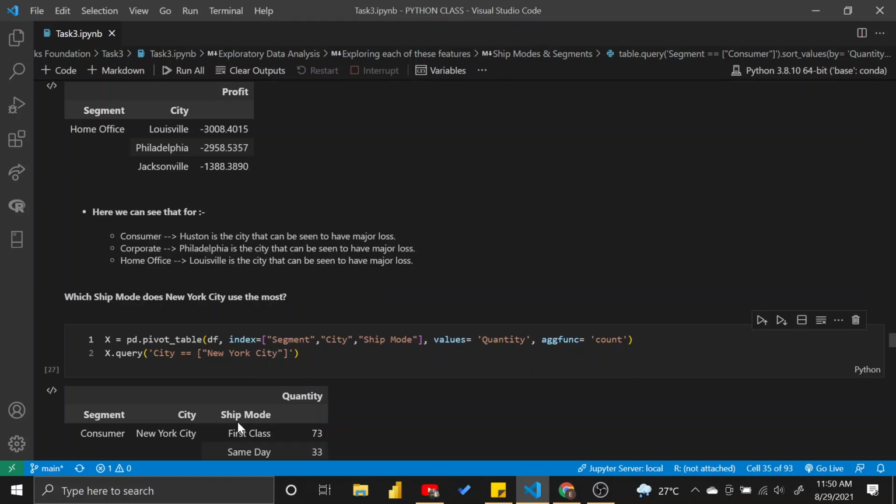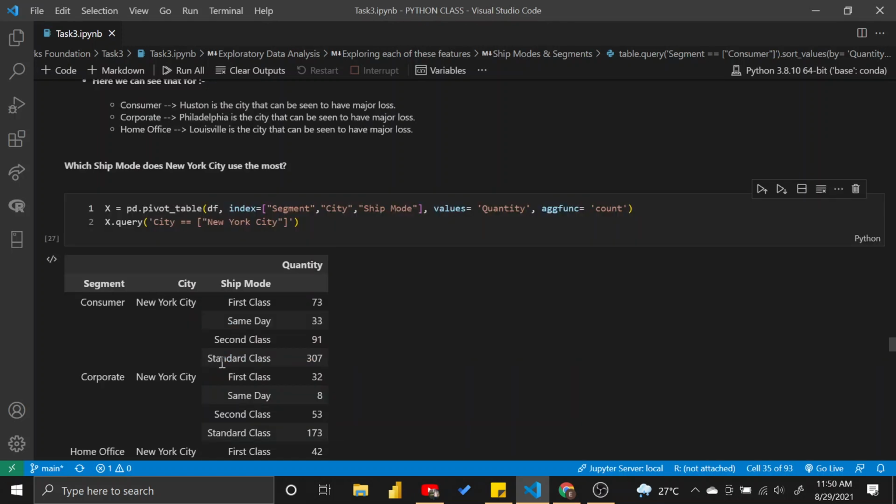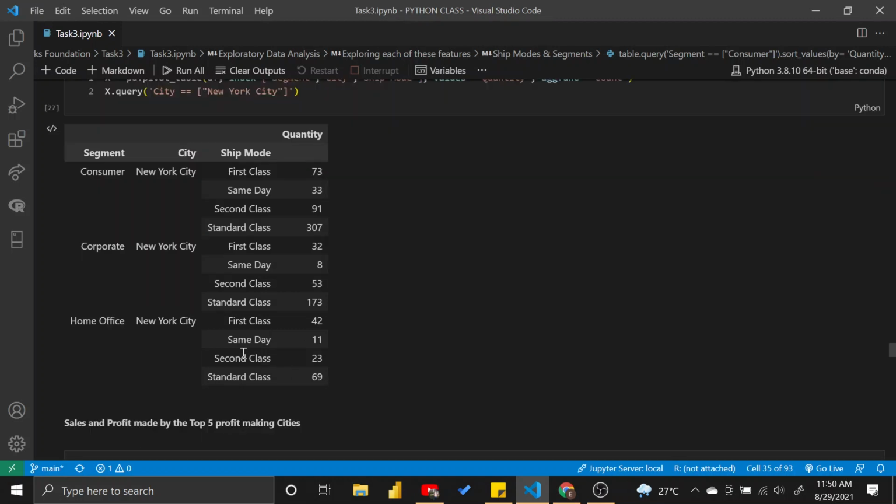Now next, what we'll do is we'll see which ship mode New York City uses the most. Now we know that New York is bringing us the maximum profit. So is there some relation between the ship mode and the city? If we look at that, for consumers, standard class is preferred in all three segments for New York. So I think standard class stands out there as well.